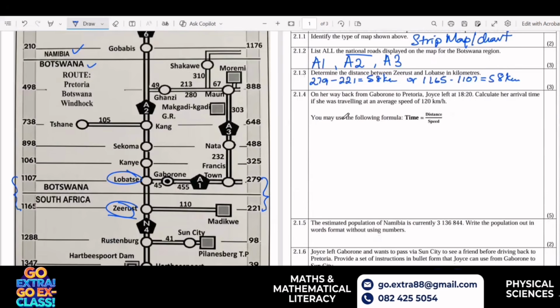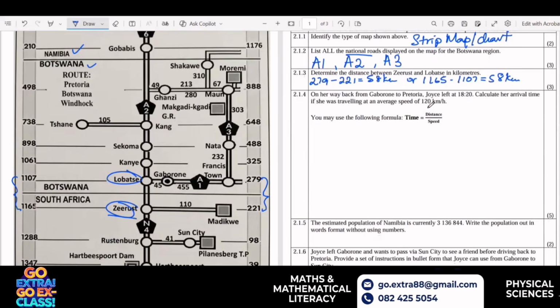You may use the following formula, and the formula has already been arranged for you. Time is the subject of the equation: distance divided by speed. So this is the formula that we have. We must calculate the arrival time, so that means you need to find the traveling time. What was the traveling time from Gaborone to Pretoria?